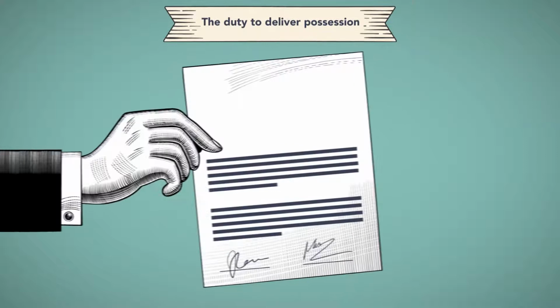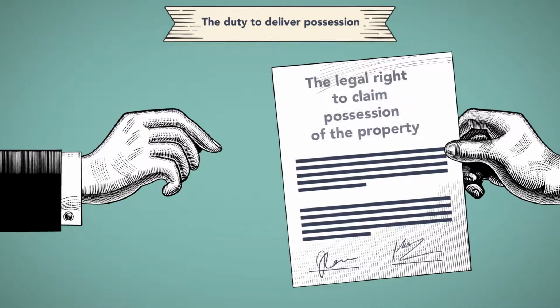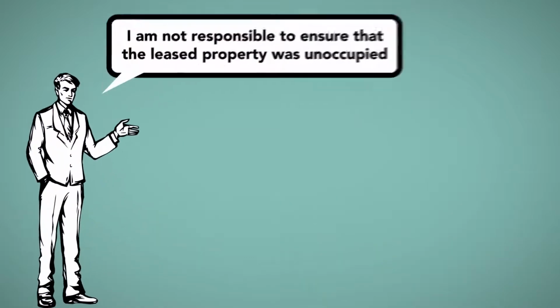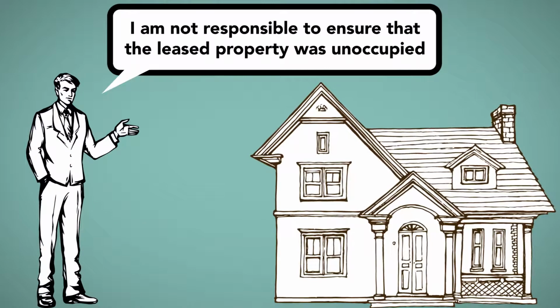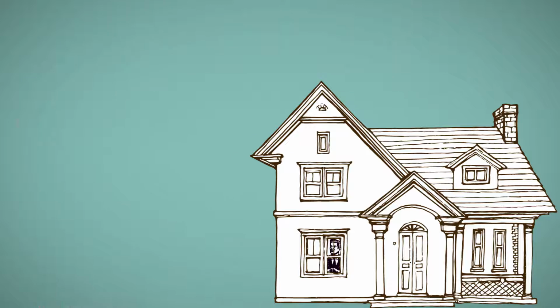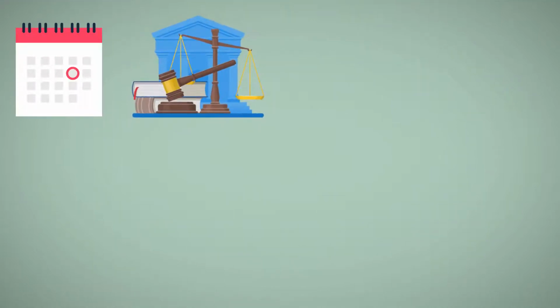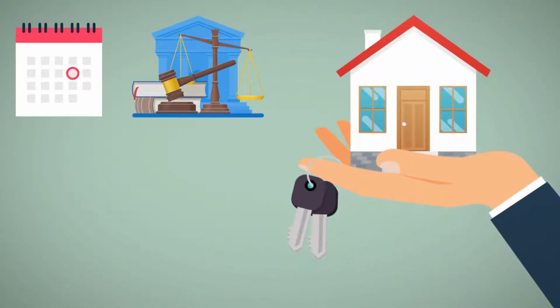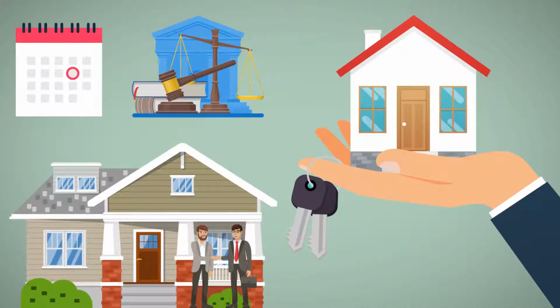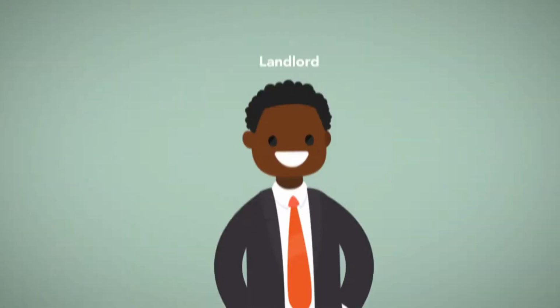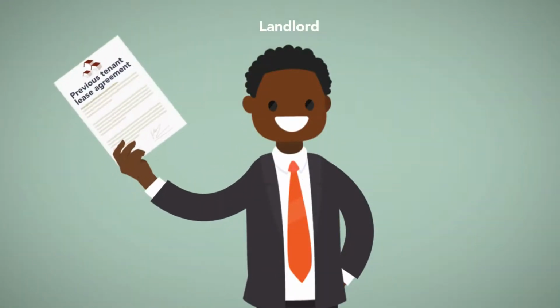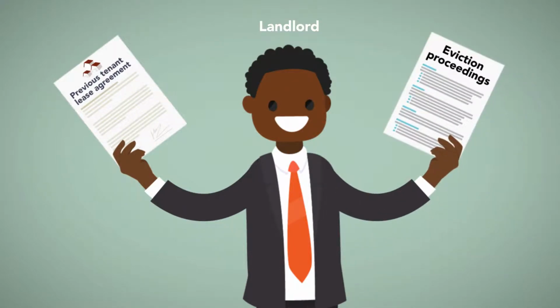Historically, the duty to deliver possession meant only the duty to transfer the legal right to claim possession of the property. The law did not hold the landlord responsible to ensure the leased property was unoccupied. Instead, the burden of removal of a holdover tenant was placed on the new tenant. Today, however, most jurisdictions hold the landlord responsible for delivering actual possession of a property he or she has agreed to lease to the tenant. In this way, the burden is on the landlord, who has a prior relationship with a previous tenant and is usually better versed in eviction proceedings.